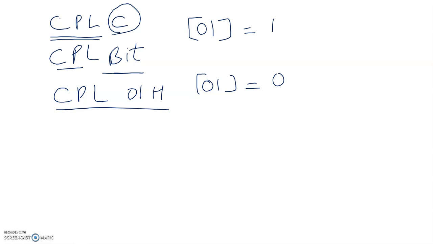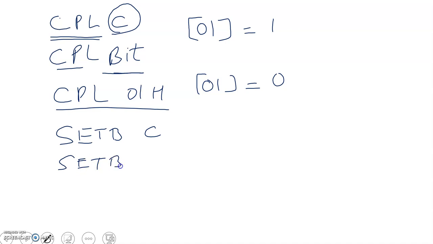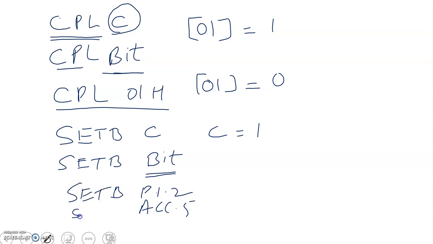Now let us take another instruction, which is the SETB instruction. SETB C, or SETB any other bit. As the name suggests, it makes the value of the carry flag equal to 1. Similarly, any other bit, either an address, or P1.2 or ACC.5. If I use the SETB instruction with them, it is going to make these bits equal to 1. So this is your set instruction.